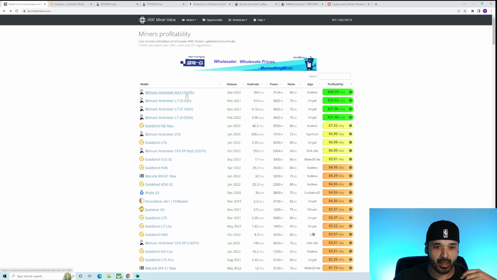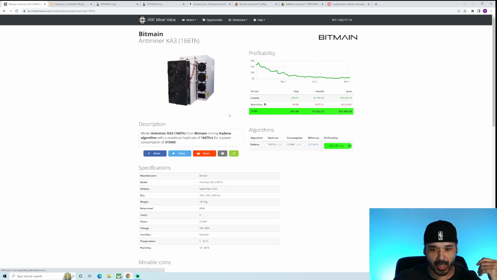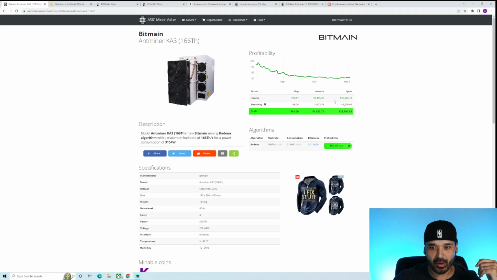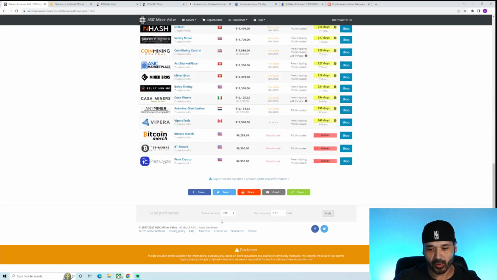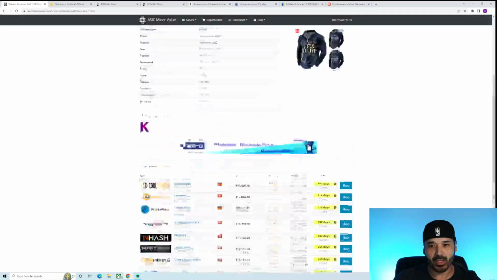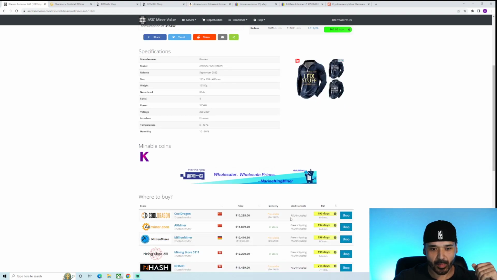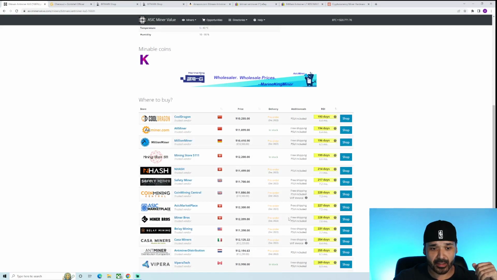So when you click on any of these miners, we'll do the KA3 just for example, it gives you a good breakdown of how much you would yield per day, what the electricity cost would be. You're going to want to input your current rate. This one's defaulted at 12, so you can put in your default, and that way you can see what you would actually be yielding.